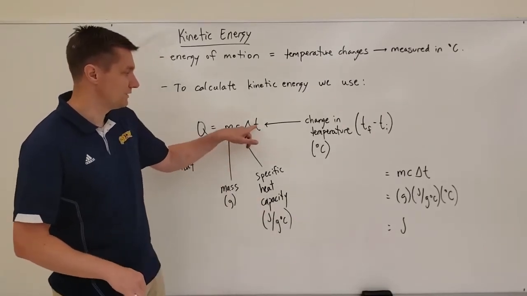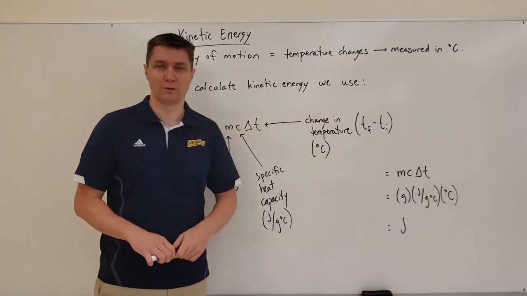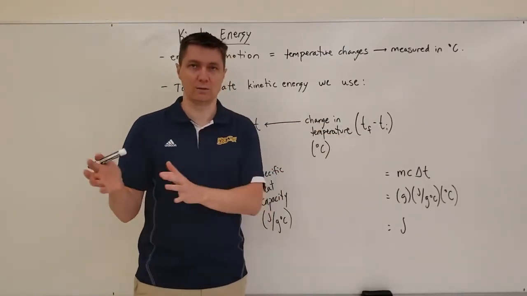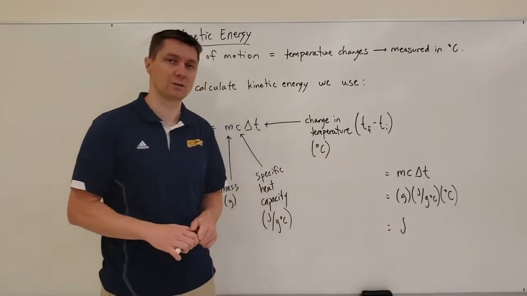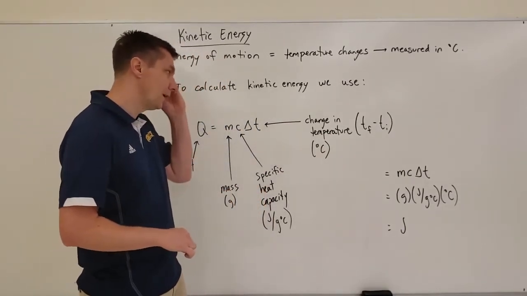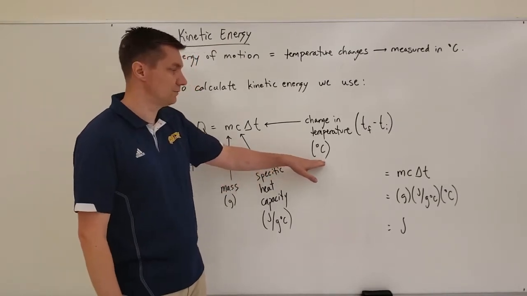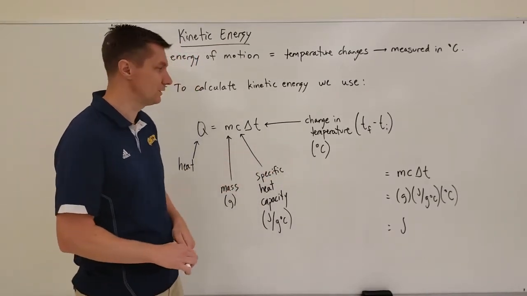And then this last one, delta T, is just representative of a change in temperature. We can break this down into temperature final minus temperature initial. That's how you would calculate the change in temperature of the solution that you may be measuring, and this is measured in degrees Celsius. That's the units of it.